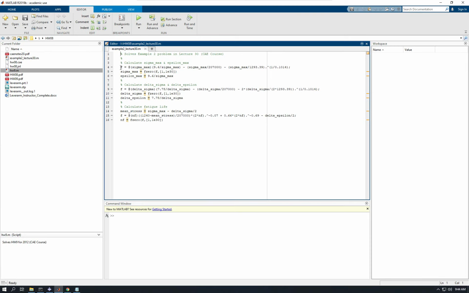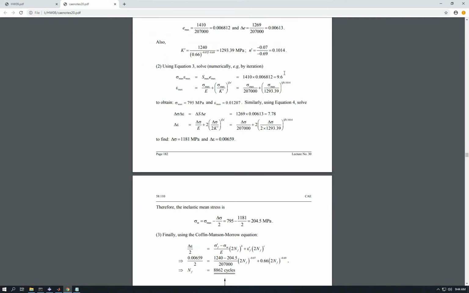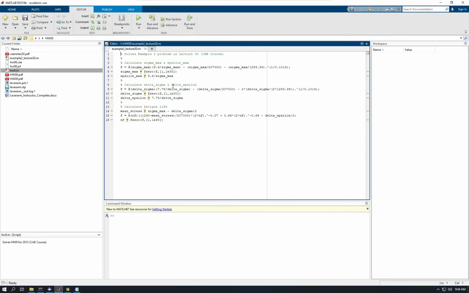So here we have created a function called some function based on sigma max, which equals 9.6 or sigma max. This 9.6 or sigma max minus this value to the this value. This is basically your function, and you want to set this equal to 0 and ask MATLAB to solve it for you.